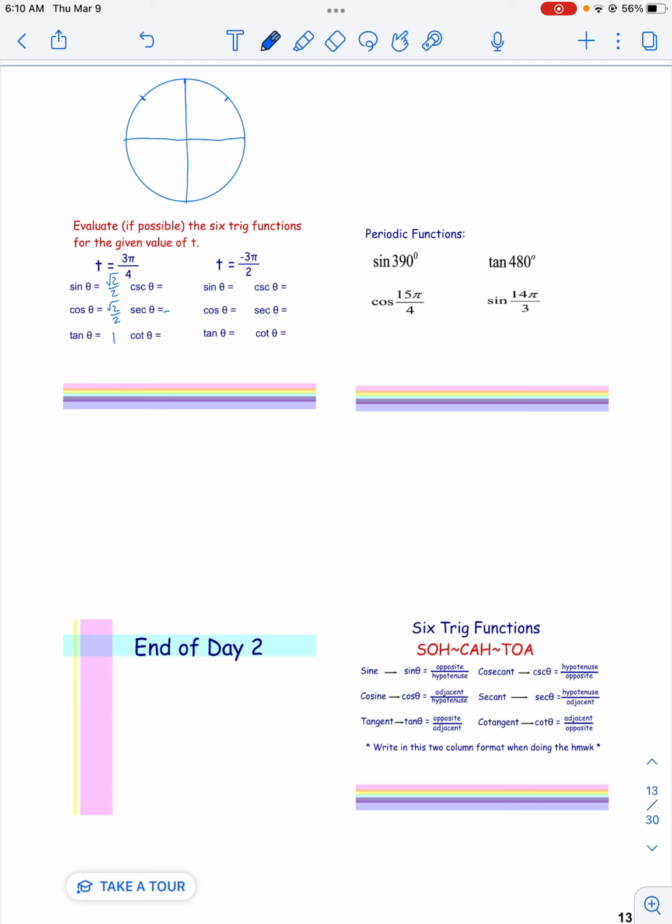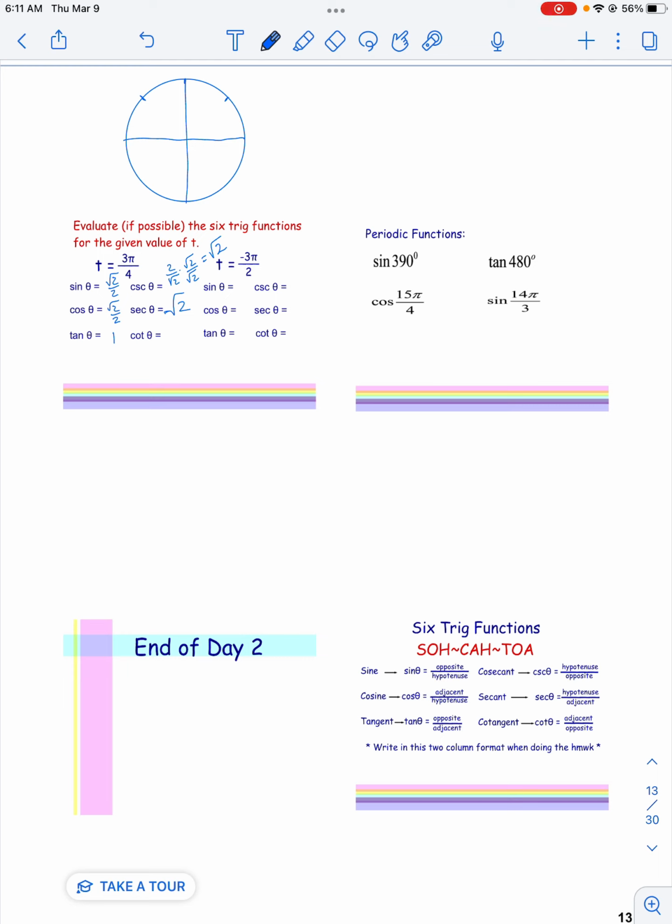The cosecant is going to be the flip of that, so it's going to be 2 over square root of 2, but I have to rationalize that. And so it comes out as just the square root of 2. The secant is the flip of cosine, so it's the same thing. It's the square root of 2.